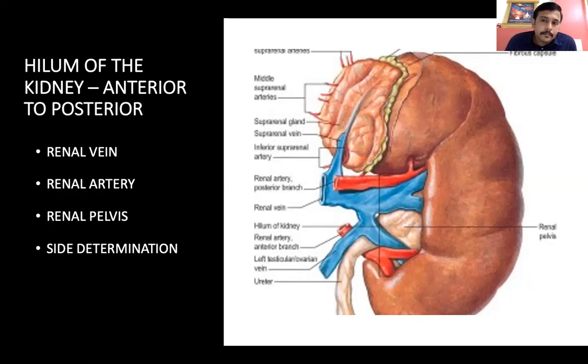Thank you, sir. Sir, one last question. After that, we'll end the session. Okay. Sir, can you just explain the formation of major calyx from the minor calyx and renal pelvis? Okay.